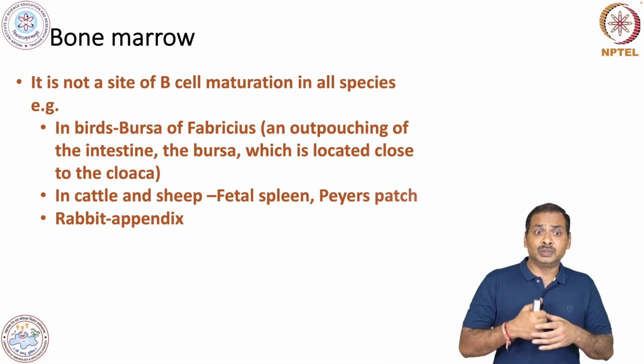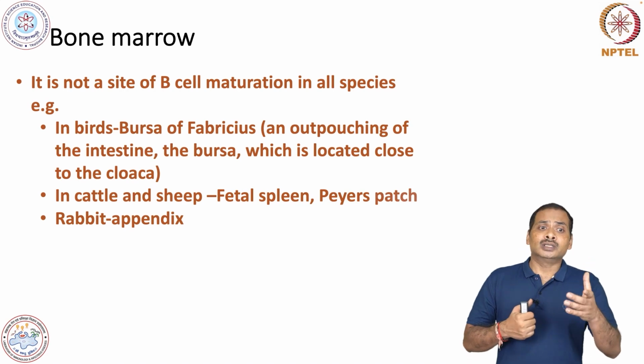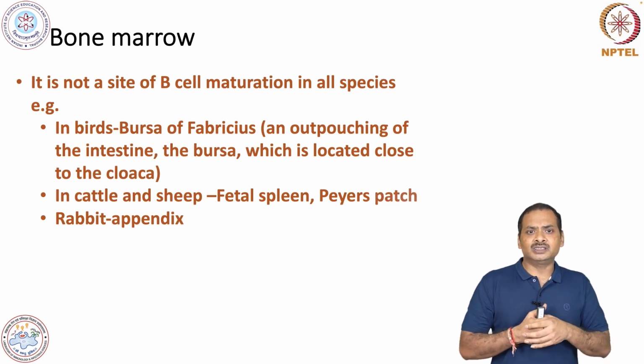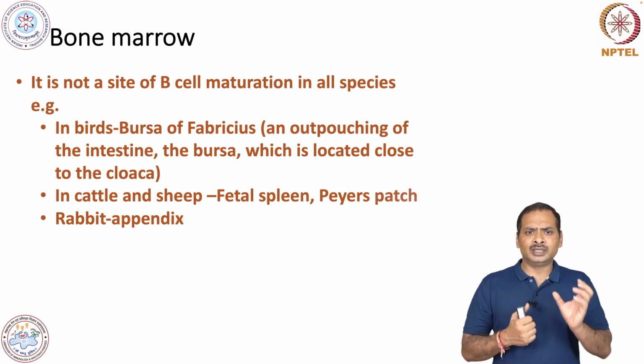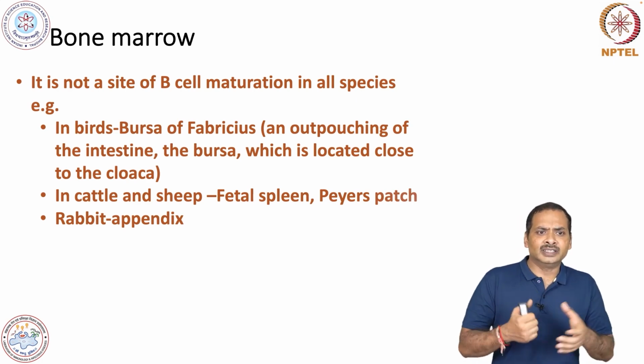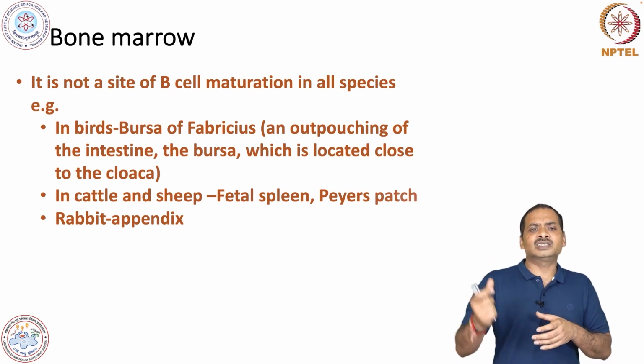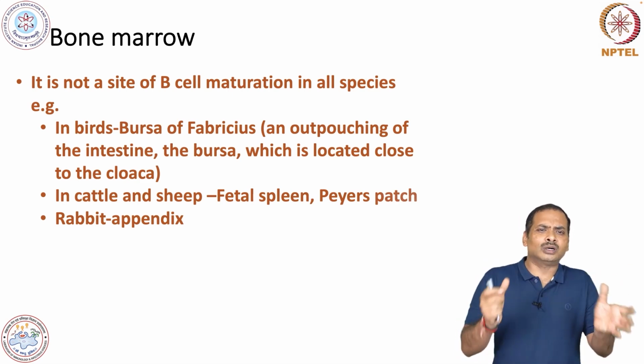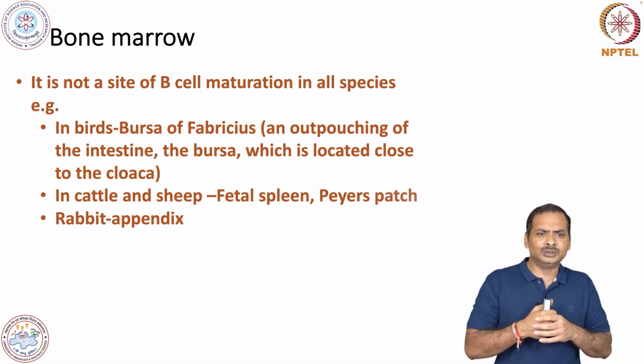For example, in birds there is a specialized organ which we call the bursa of Fabricius. This is a pouching of the intestine. Over there B cells develop. So basically this is common in birds. Okay, I will show you.